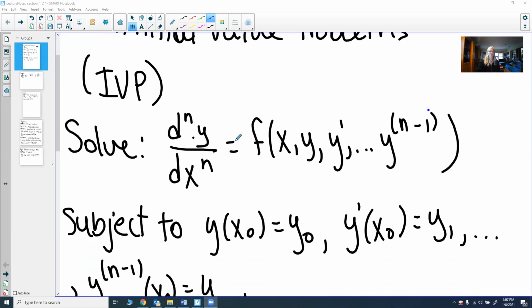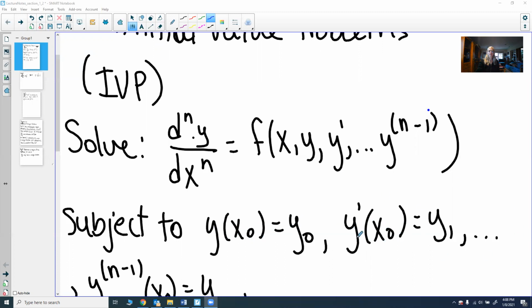An initial value problem is where you've got the nth derivative of y with respect to x equal to some function of your independent variable x, your dependent variable y, and all the derivatives of y up to the n minus first derivative. And why these are called initial value problems is that we are told we're subjecting them to knowing some values. We know at a certain x0 value, we'll call it our initial value, the y value at x0 is y0. And then y prime is also found at that same x0. That's what makes an initial value: you're always using that same x0 value.